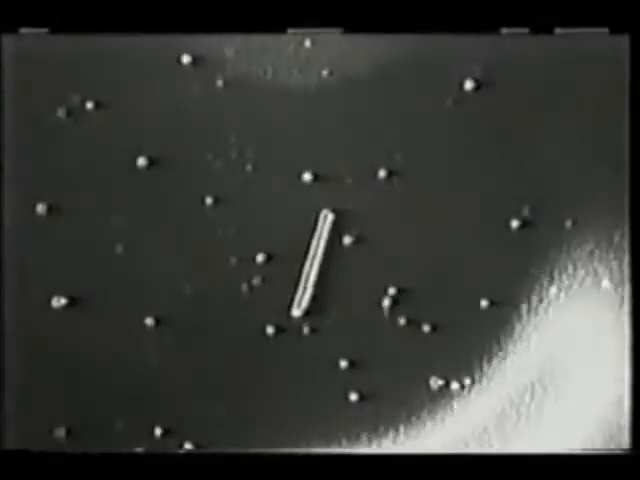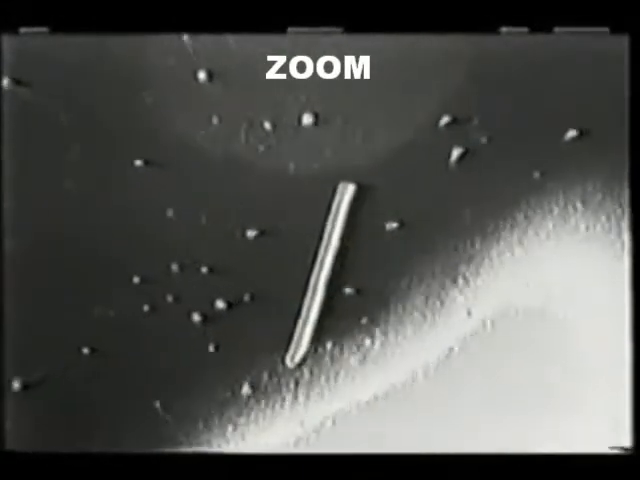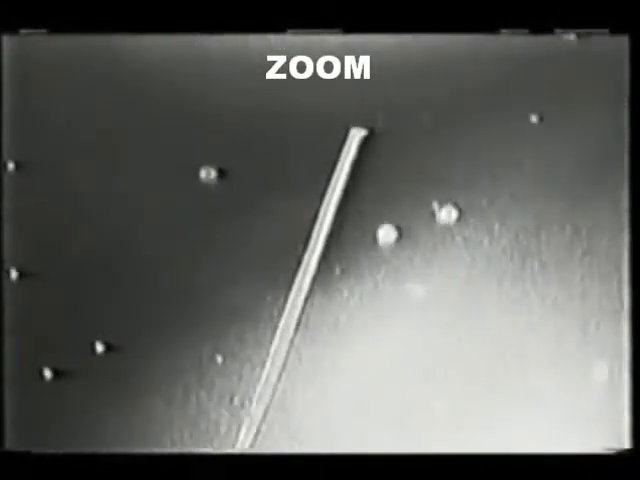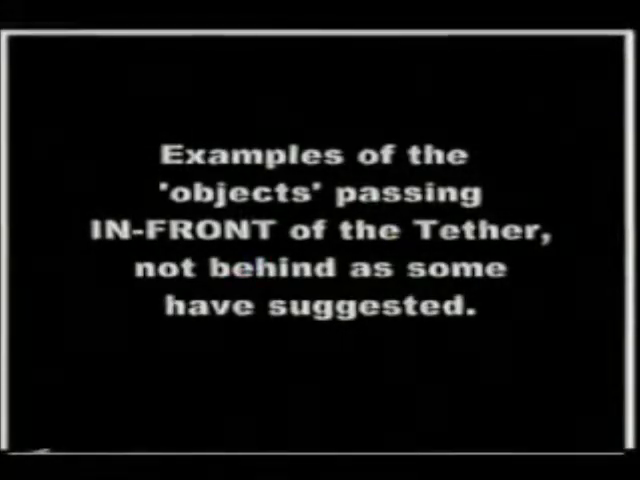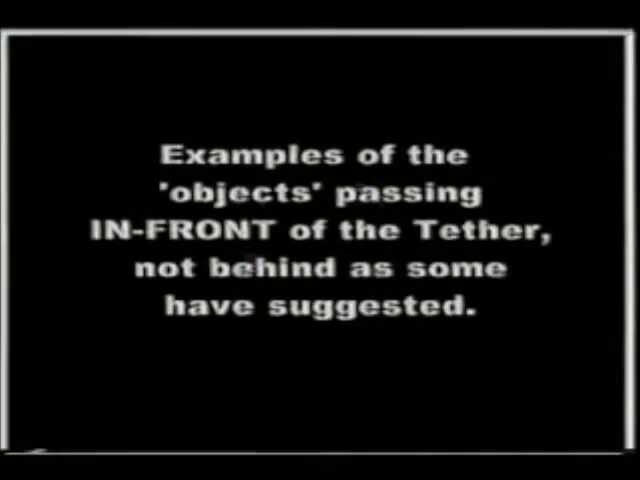The Airy Discs form as the camera zooms in. They are now out of focus. Example of the objects passing in front of the tether, not behind, as some have suggested.